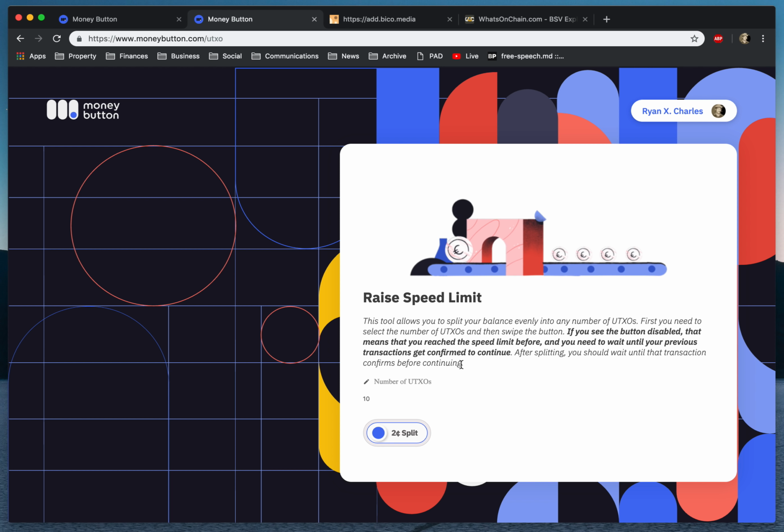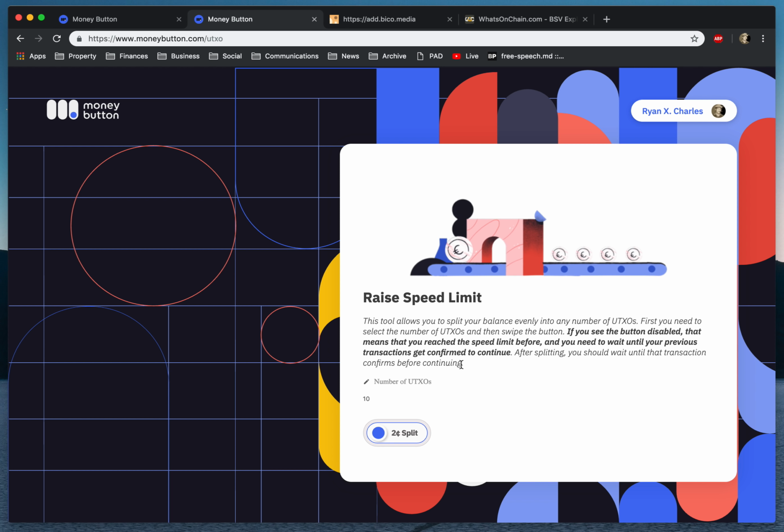So what I want to do is generate a huge number of UTXOs, because the way Money Button works is it's going to spend them in chronological order. So if I have a large number of UTXOs that are already confirmed and have enough money to spend on the op return data, I won't run into the 25 unconfirmed transaction chain limit, because each time I swipe the button, it's going to be spending a different confirmed UTXO. Okay? So let me do it right now.